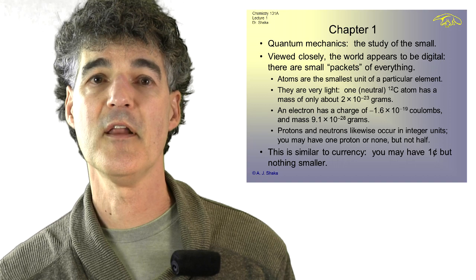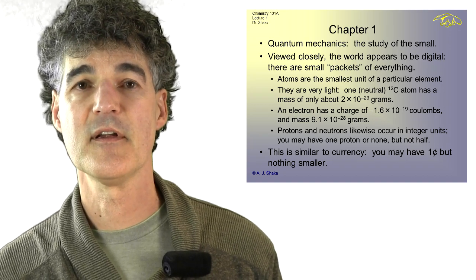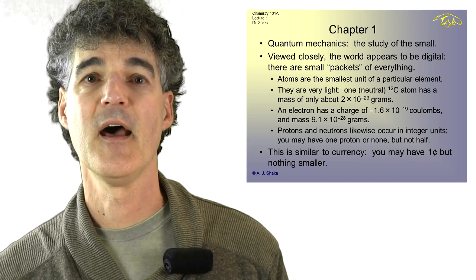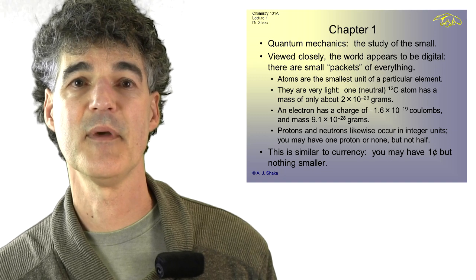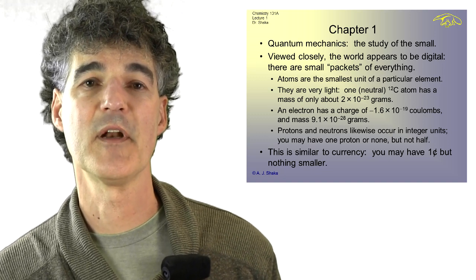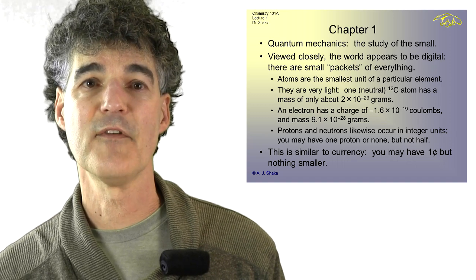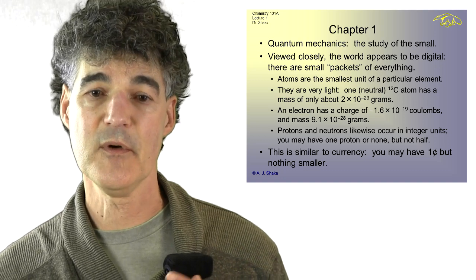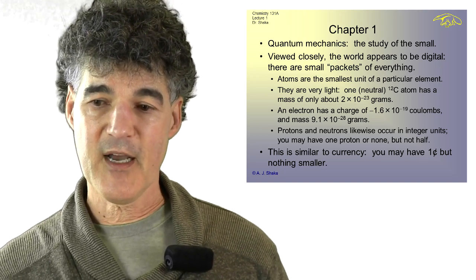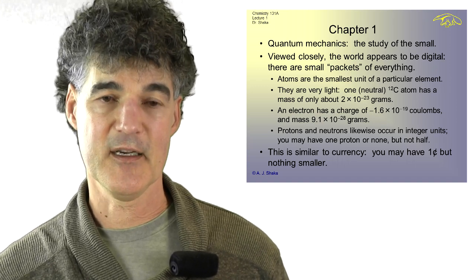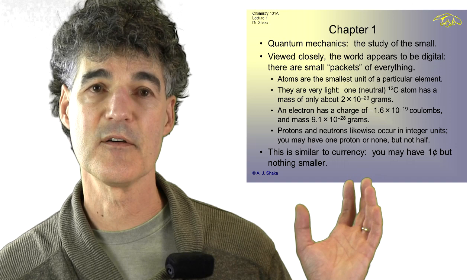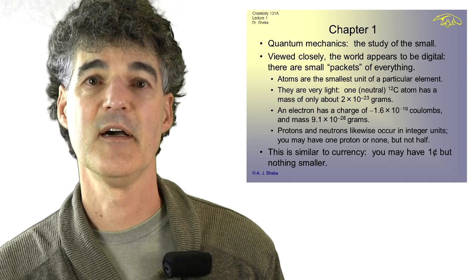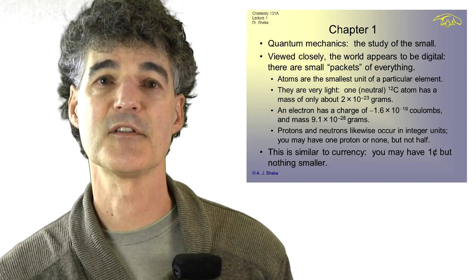Now we know that that is in fact true. But they're very, very small and very light. One neutral carbon-12 atom has a mass of only about 2 times 10 to the minus 23 grams. An electron is much, much smaller, with a mass of 9 times 10 to the minus 28 grams. These very small things are very unfamiliar to us because we can't see anything that small. Human intuition is guided by things that are around the same size as us. Things that are much, much bigger or much, much smaller than we are hard to understand, and we have to use careful experiments to try to figure out what's going on.